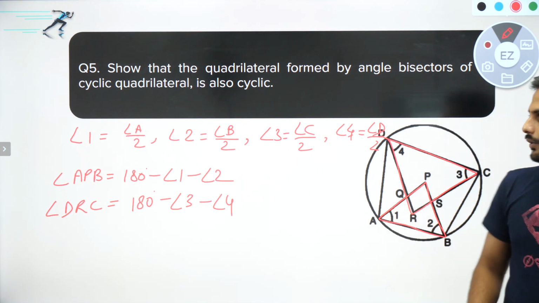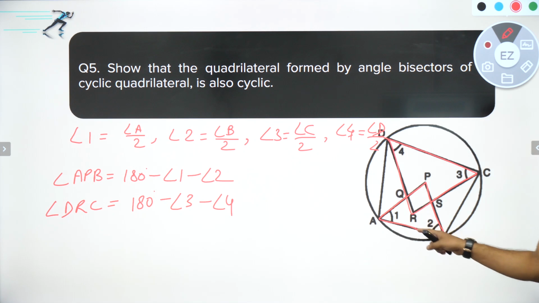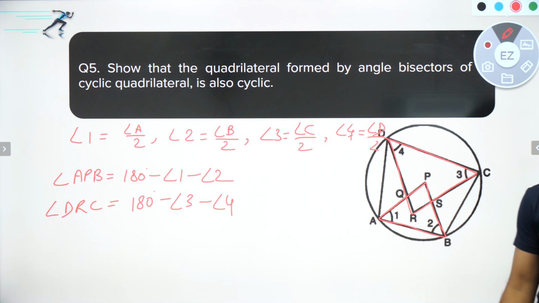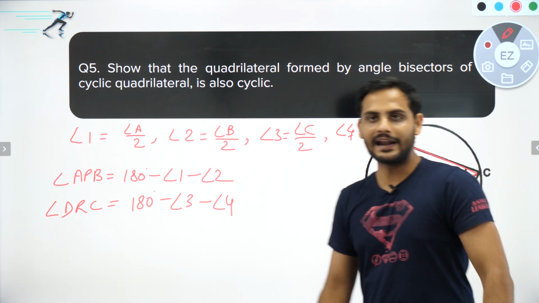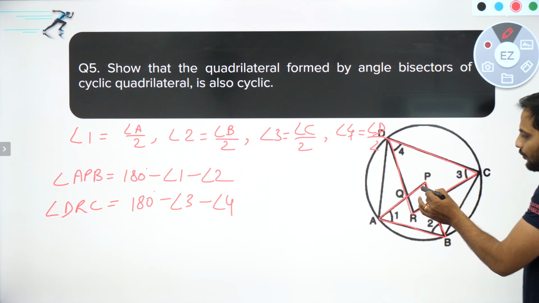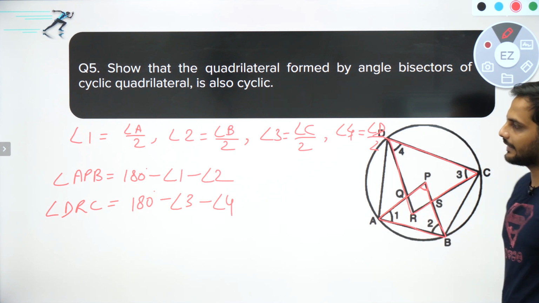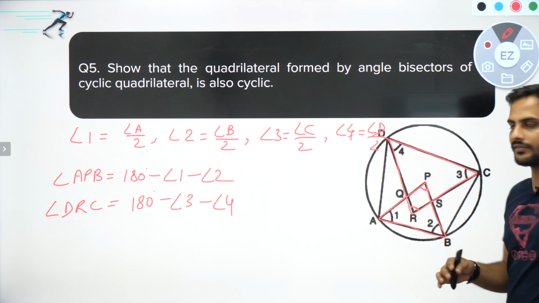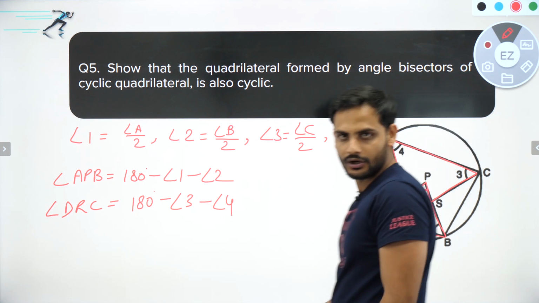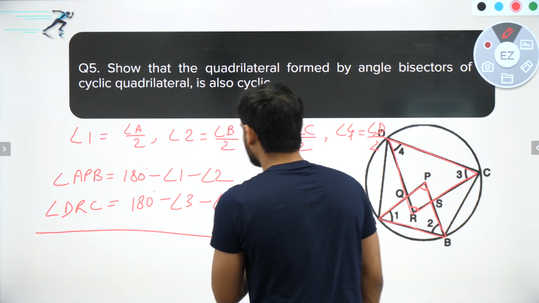Correct? Now, if I want to prove this PQRS as a cyclic quadrilateral, the only thing which I want to prove is that the sum of the opposite angles is 180 degrees. Correct? So now I know what this angle is: 180 minus angle 1 minus angle 2. And what is this angle? 180 minus angle 3 minus angle 4. Let us add these two angles. What will we be getting? So let's add these two.